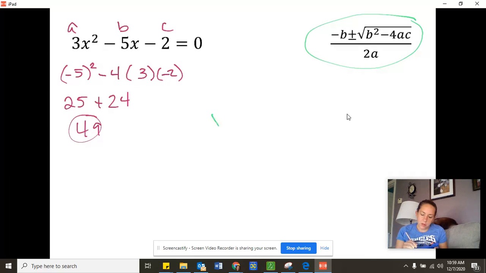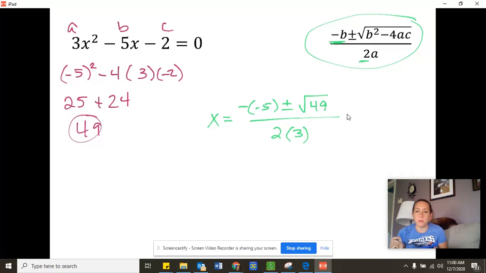Okay. So I'll have x equals, start with negative b. So in this case, that's negative 5. Most of you might already know that that just turns into a positive 5. If you want to just write it as a positive 5, you can. But if you feel more comfortable doing that, yeah, however you want to do it. And then plus or minus the square root of 49 over 2 times a, which is 3. Remember that 2 just comes from the formula.